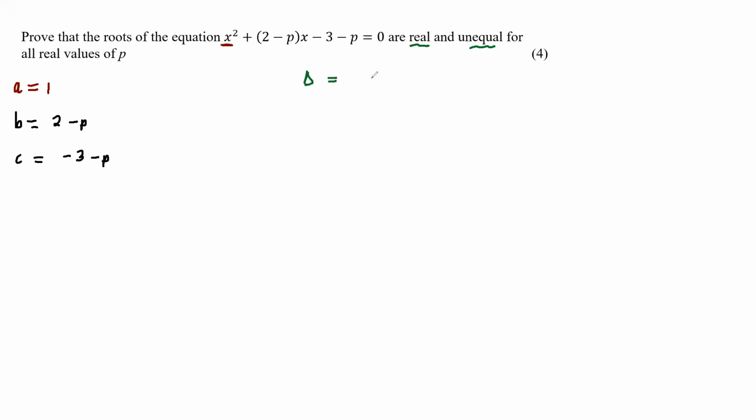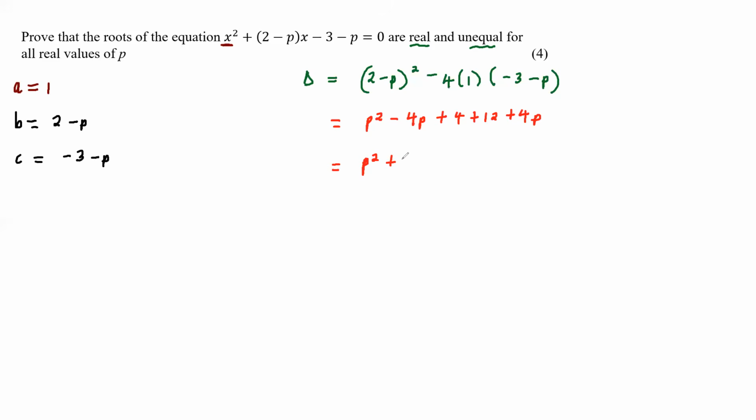Let me get it first. b squared, which is (2 minus P) squared, minus 4 times a, which is 1, times c, which is -3 minus P. The rest is algebra that you need to break down. When we break down the algebra, what do we get? We end up getting P squared minus 4P plus 4, then plus 12, and then plus again 4P. So this is when you do the algebra nicely, of which I think you guys can do that. Then now you've got P squared plus 16.